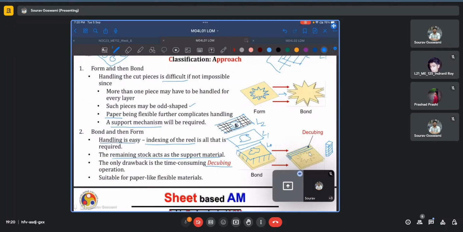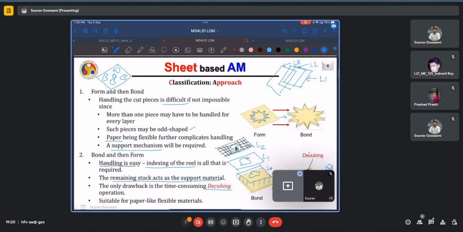This process is very time consuming, and it requires ample skill and patience, because your decubing process will actually determine the final surface finish of your finished part. Hence, it is very time consuming. And of course, it is suitable for flexible materials as well as rigid materials.